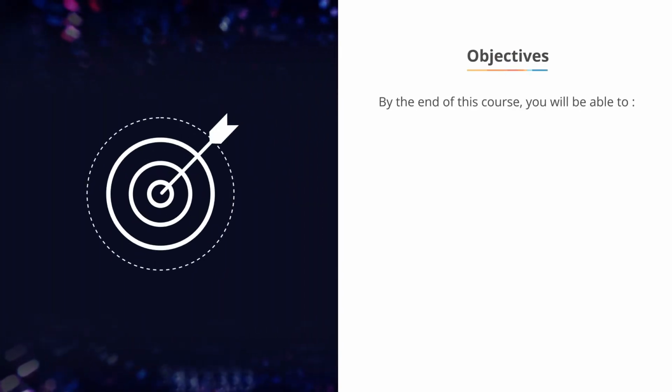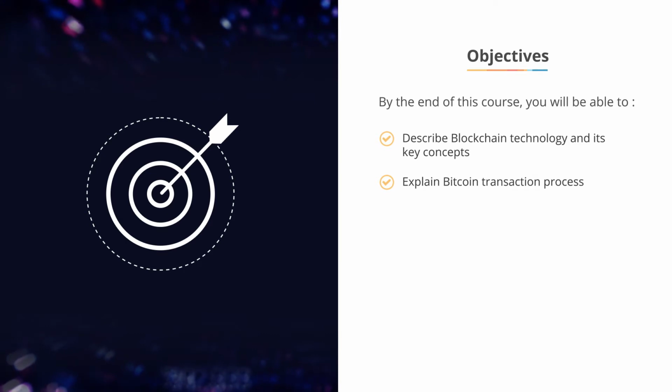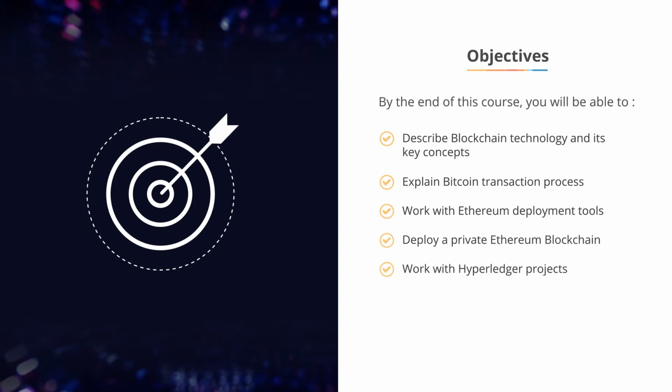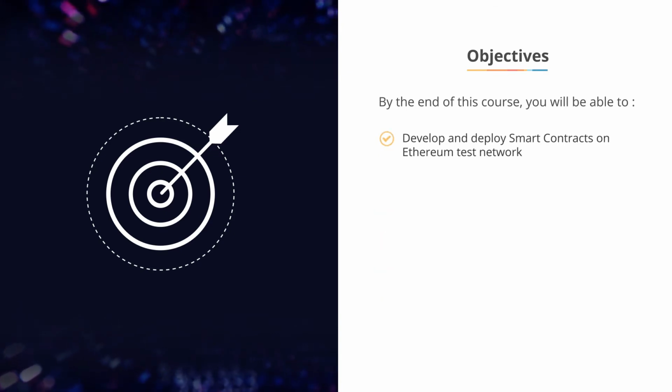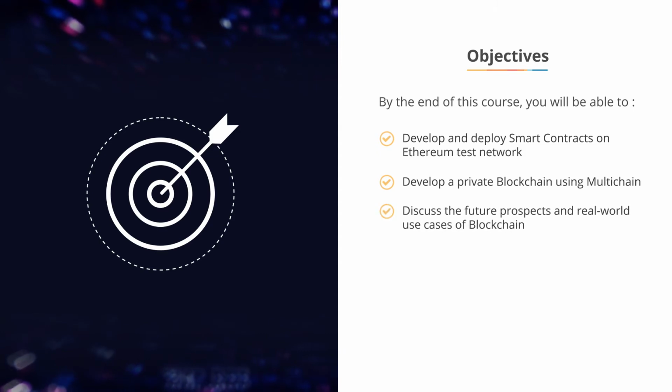By the end of this course, you'll be able to describe blockchain technology and its key components, explain the Bitcoin transaction process, describe Ethereum architecture and work with its deployment tools, deploy a private Ethereum blockchain, describe and work with Hyperledger projects, deploy a business network using Hyperledger Composer, develop and deploy smart contracts on Ethereum test network, develop a private blockchain using multi-chain, and discuss future prospects and real-world use cases of blockchain.